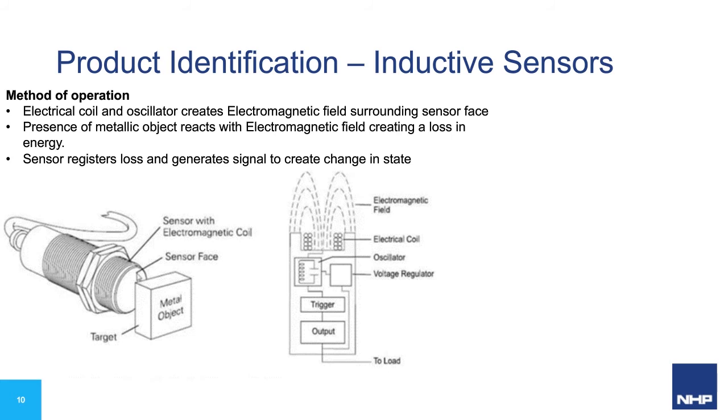So changes are identified by an internal circuit that changes the output of the sensor. So normally it's a discrete transistor output. Now, these magnetic fields are typically only sensitive over the millimeter range, so 2 to 40 millimeters. And the actual operating distance of the sensor depends on the object's shape and size and the material.